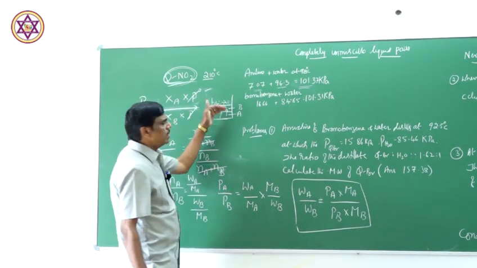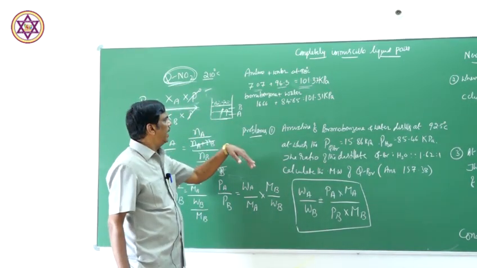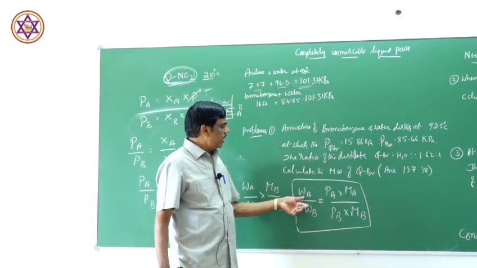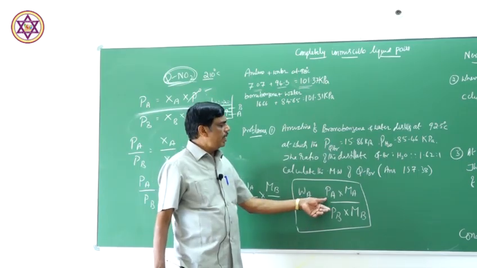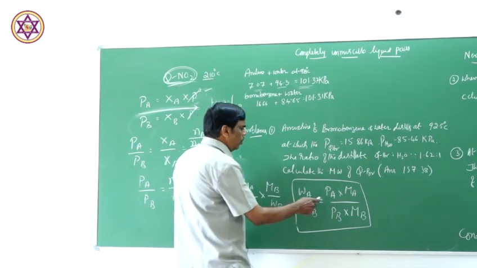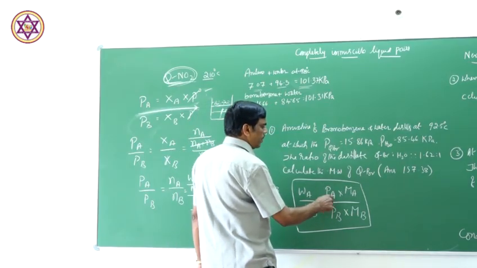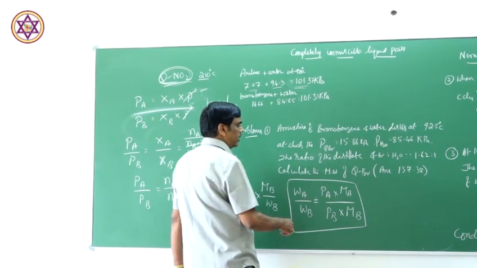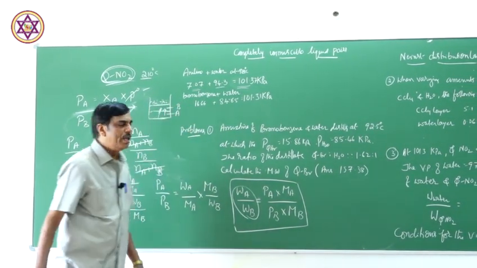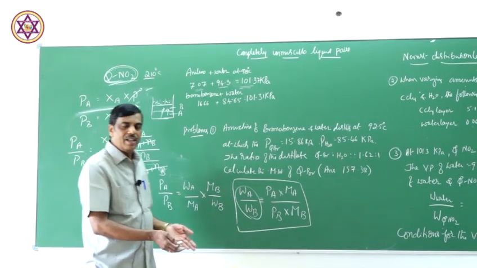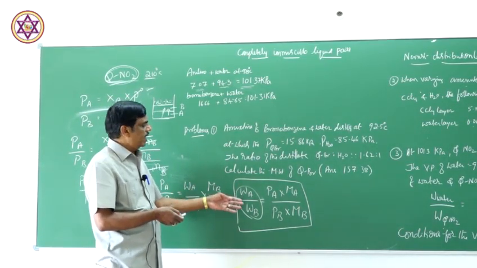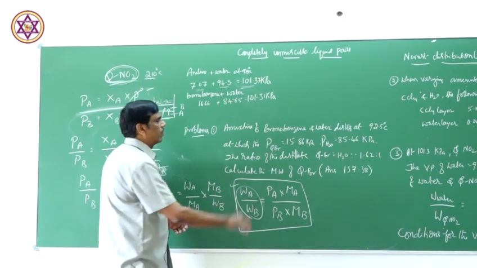That means the vapors you distill, collect the distillate, in the distillate this is the fraction of A and this is the fraction of B. This ratio Wa by Wb is equal to Pa into Ma divided by Pb into Mb. So, if we know the partial pressures of each component in this mixture and their molecular weight, you can calculate the weight ratio in the distillate. How much will be distilled? What is the weight percentage of the components in the distillate that we can calculate by using this formula.